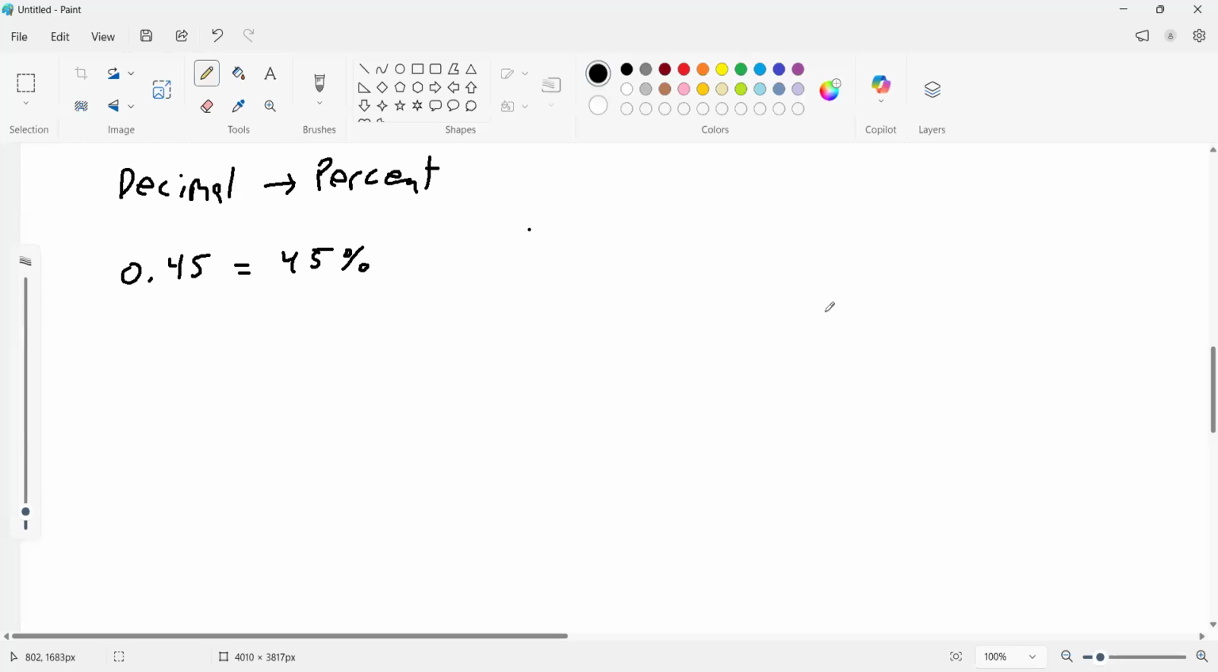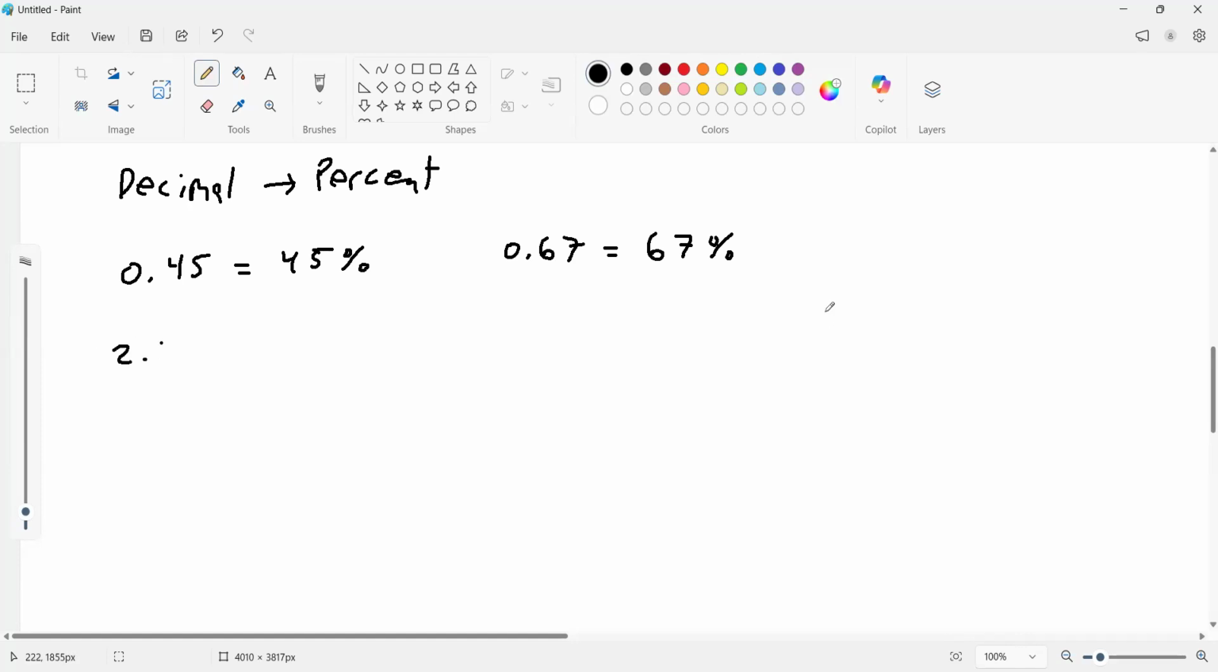Nothing else to it. If I had something like 0.67, I move that decimal point twice over to the right. That tells me I have 67%. Now, these are the most basic possible examples, but this is also useful for other types of decimals.